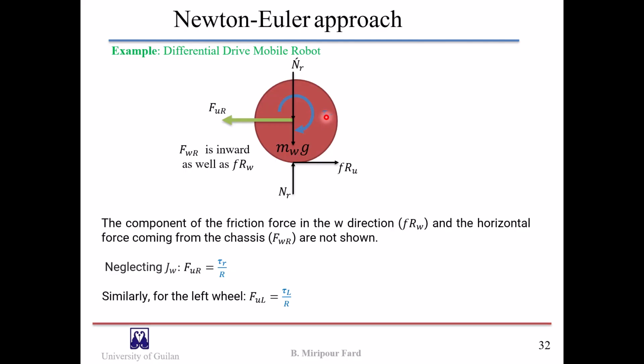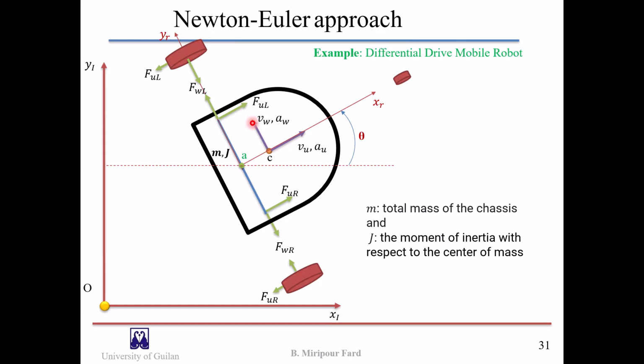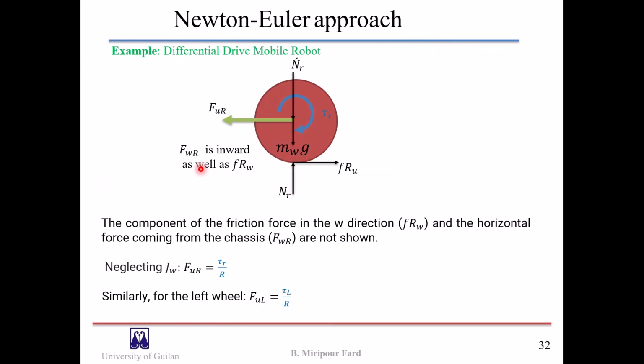Also, the component of the friction force in the W direction and the force from the chassis in the W direction are also included, which are not shown in this figure. W is the lateral direction, so we have a force in the lateral direction that is not shown in this figure, and we also have a friction force in the W direction, and that is inward and is not shown in this figure.